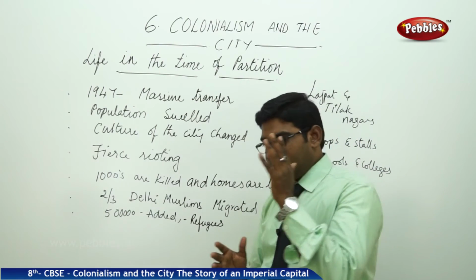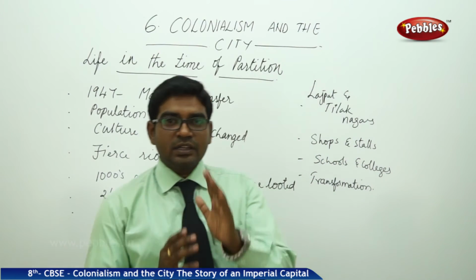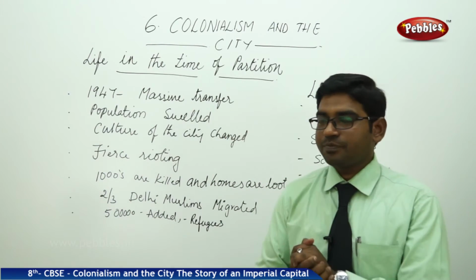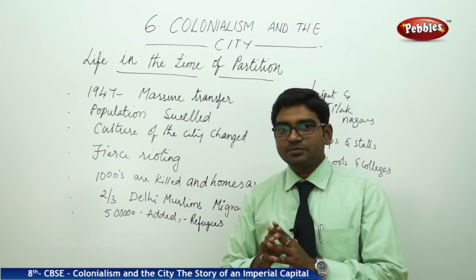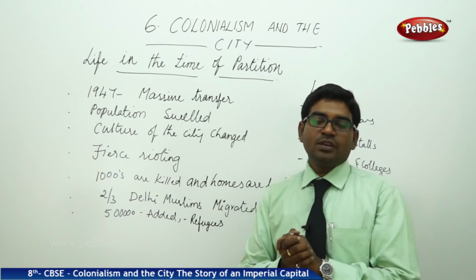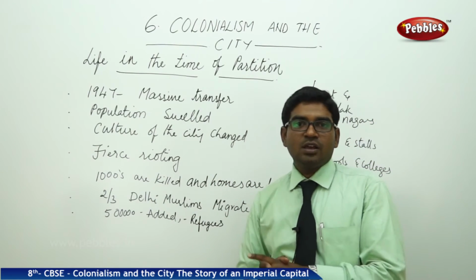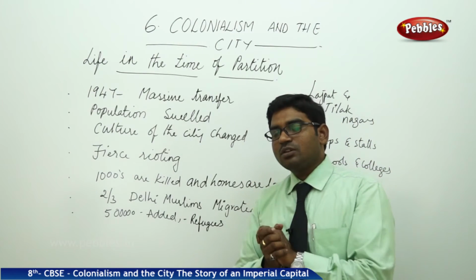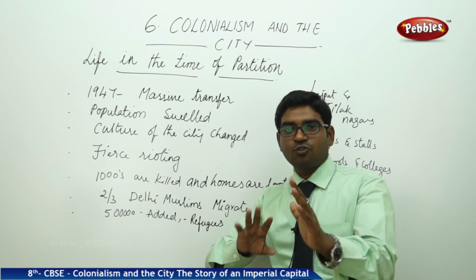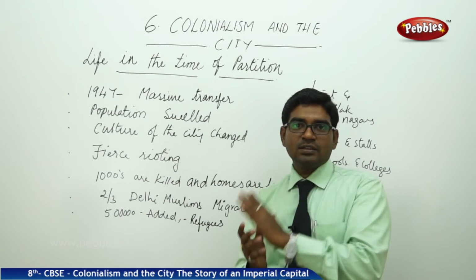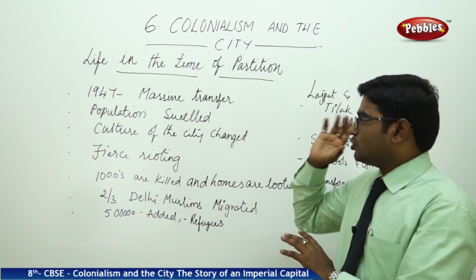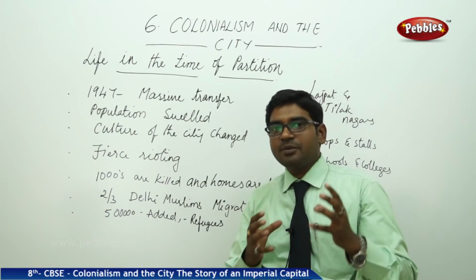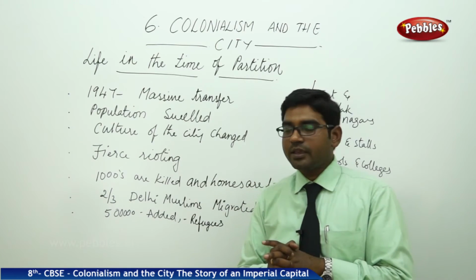In 1947, India attained its independence. At the same time, India and Pakistan got partitioned also. So a massive transfer happened on both sides. Most of the Muslims from India were forced to leave India, while most of the Hindus from Pakistan were similarly forced to leave Pakistan and come to Delhi. So the population swelled in Delhi. The population became overcrowded in Delhi during that period.